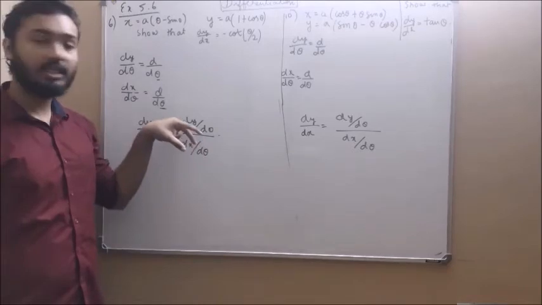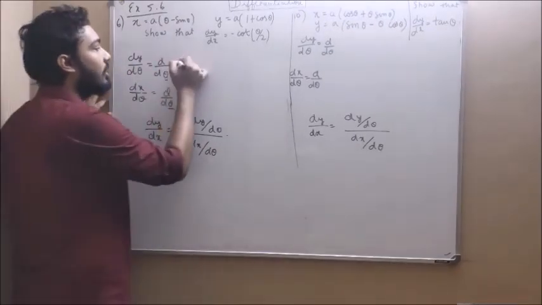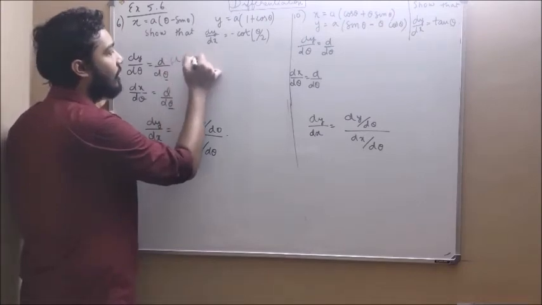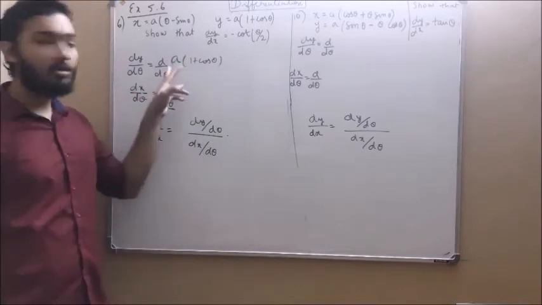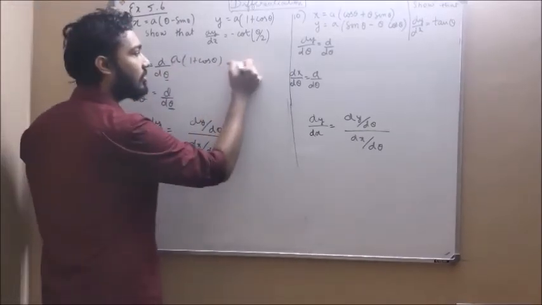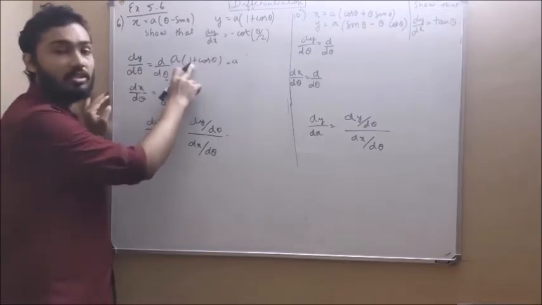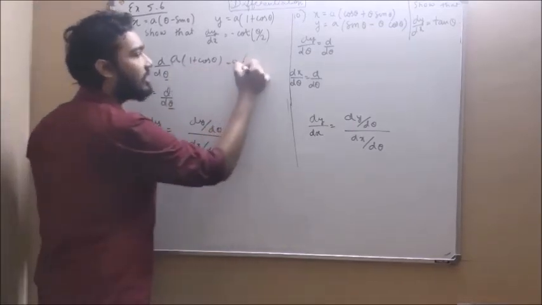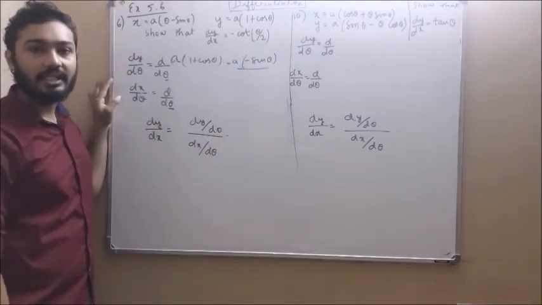So first you have to find dy by d theta. What is d by d theta of y? What is y? A into 1 plus cos theta. Now a is a constant, take it out. Theta and theta are similar, so we can differentiate. Differentiation of 1 is 0. Differentiation of cos theta is minus sin theta. So this is dy by d theta.